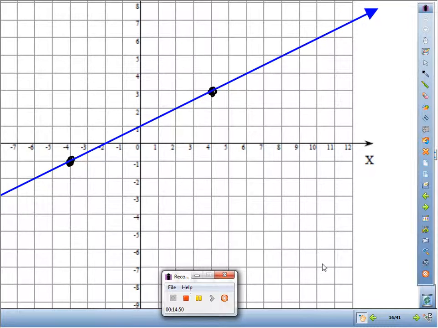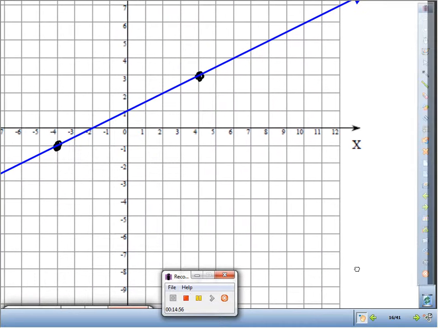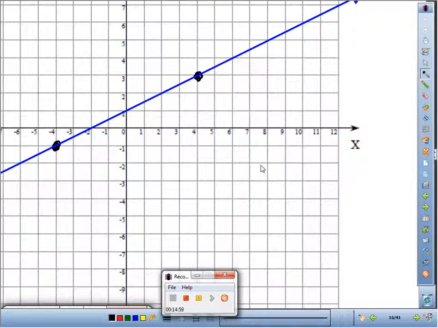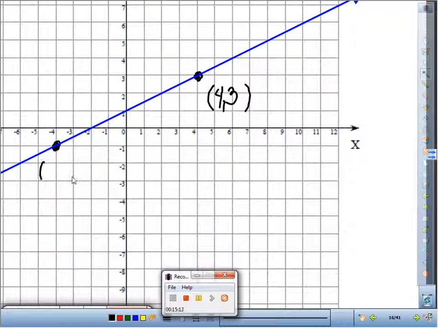So, let's see. Marissa, read us the steps, please. Step 1. Identify 2 points on a line or a table and write the coordinates. Okay, so we identify the 2 points, so what do we need to do? Write the coordinates. So right underneath that, I'm going to write the coordinate for this one, which is 4, 3. And the coordinate for this one is? Negative 4, negative 1, okay?